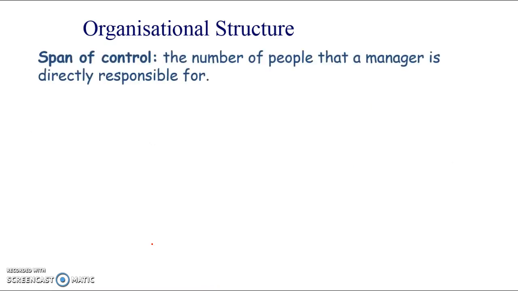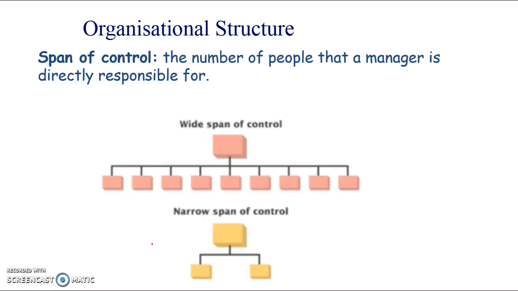So another key definition that you need to know is span of control, and this is the number of people that a manager is directly responsible for. So we have two different types of spans of control: wide spans of control. So we can see that this manager here, this is the manager, is directly responsible for 1, 2, 3, 4, 5, 6, 7, 8, 9 people. So they have to manage, do appraisals with, check the work of 9 other people, whereas this is a narrow span of control because they only have 2 people to supervise.